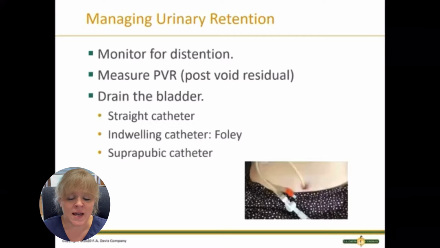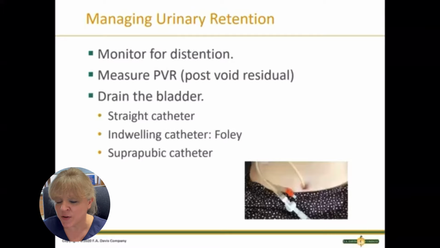A bladder scan is what we can use to measure PVR. So you put lube gel over the abdomen, you use an ultrasound probe just right over the bladder, and we can measure and we can see how much urine is in there. Then if we see there is indeed urinary retention, we can use a straight catheter. So that's a way to manage urinary retention.